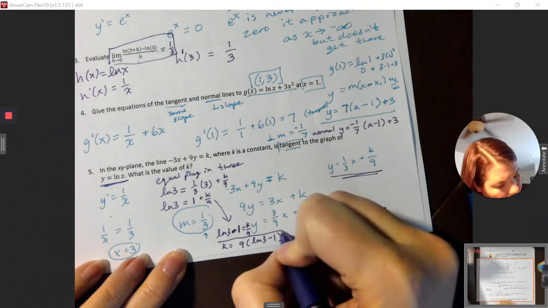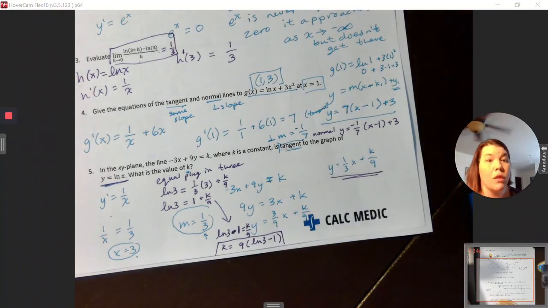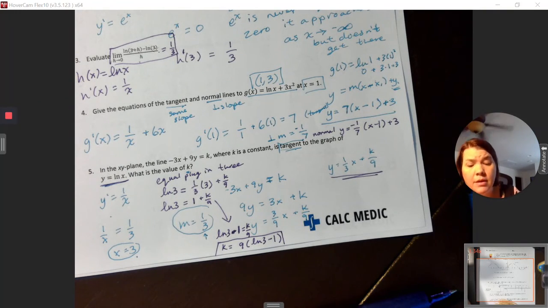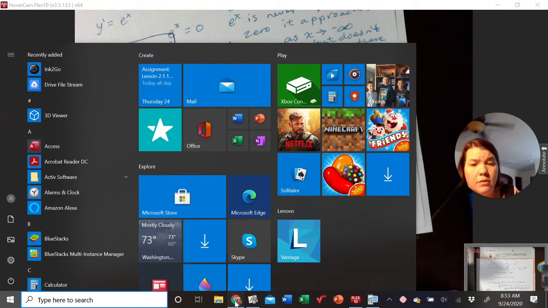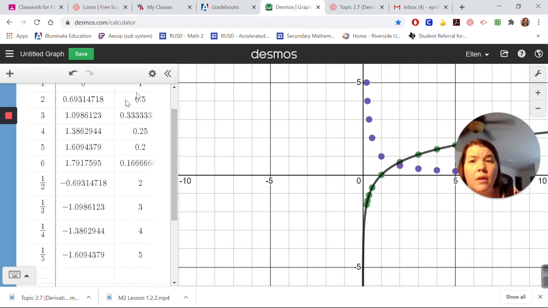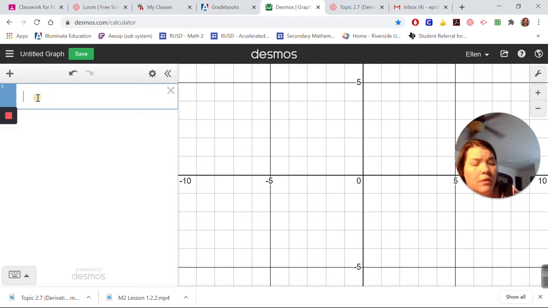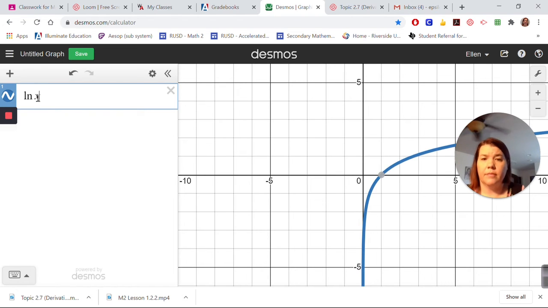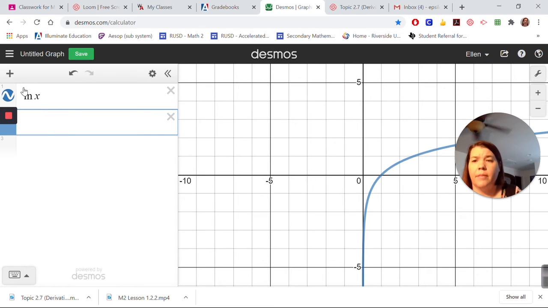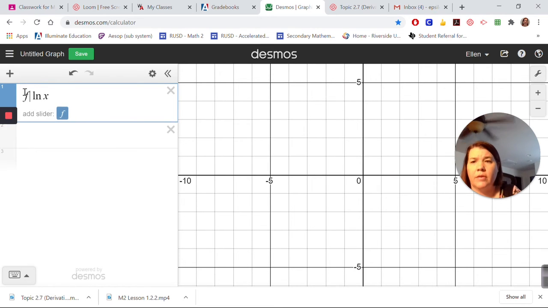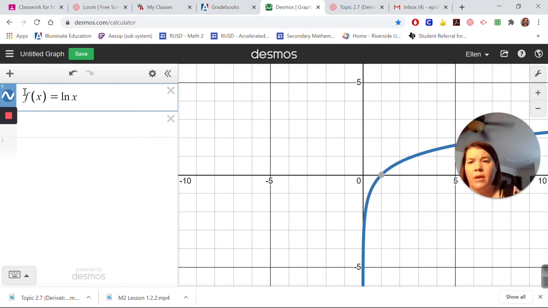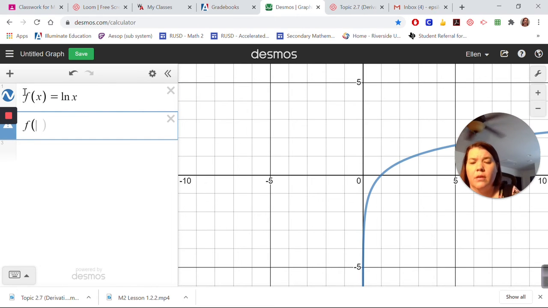And I'm going to stop right there. There's the value of k. That's an ugly mess. So I'm just going to check 5 with Desmos. I'm going to have the ln of x. There it is. And then, just for grins and giggles, to make sure I have that right, let's find f of 3.